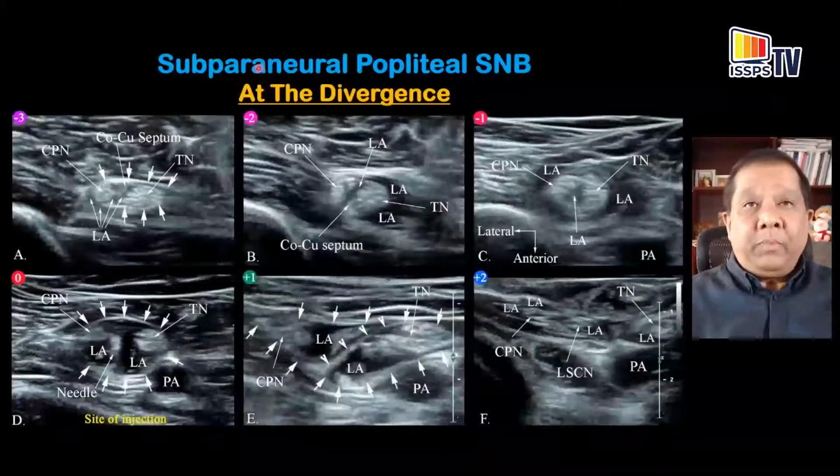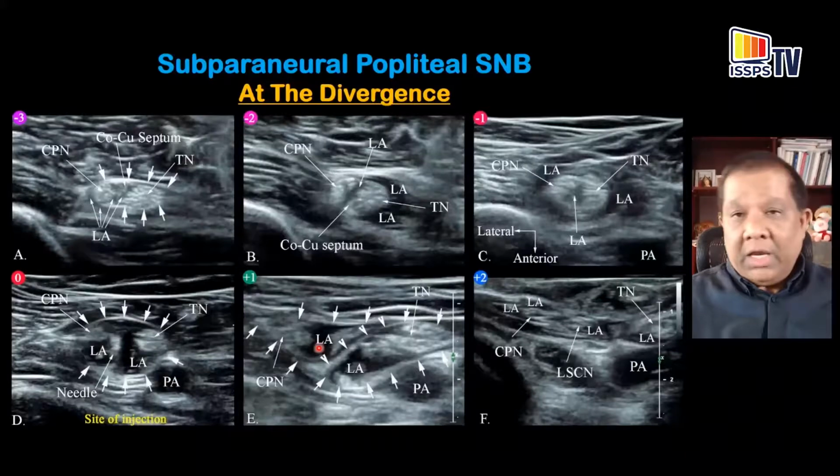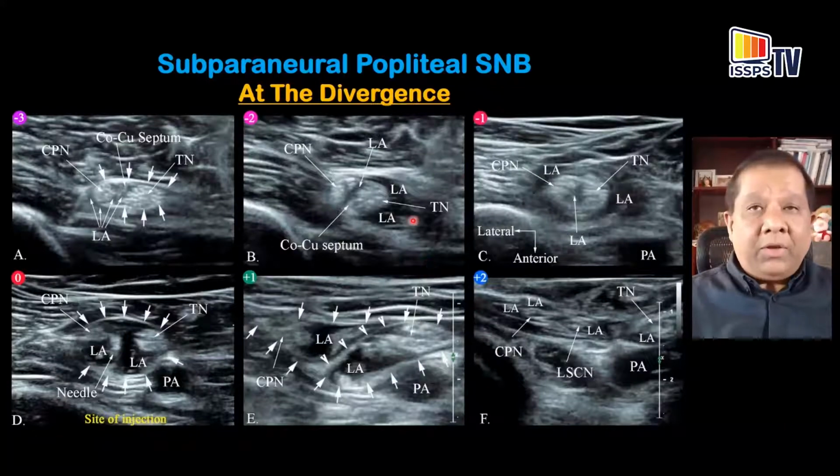Now, when you perform an injectate of about 25 mils, as in our case, of 0.5% ropivacaine or levobupivacaine, this is 0, so this is the point of injection. You can see distension of the circumneural sheath with anechoic local anesthetic, separation of the common peroneal and tibial nerve. It also spreads distally to produce the halo and separation of these 2 nerves. But you also see that it spreads quite extensively proximally.